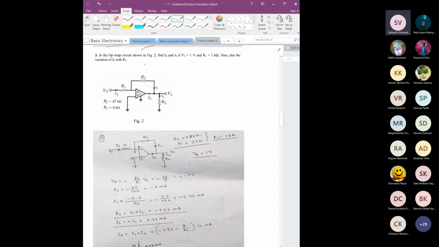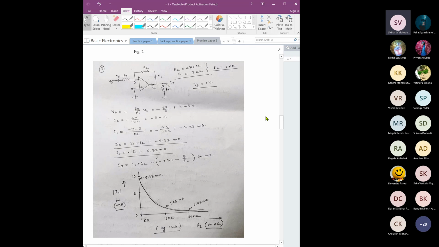So here in this op-amp circuit in figure 2, we have to find this I naught and IS, right? I naught is this current. Given Vs equal to 1 volt and RL equal to 1 kilo ohm, we also have to plot this I naught with the value of RL. Okay, so let's see what the total circuit is here.